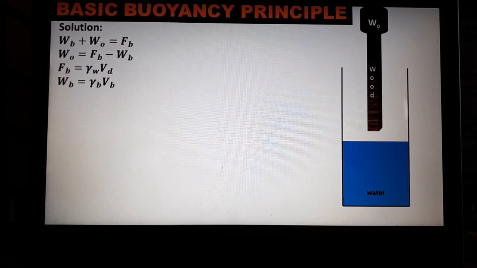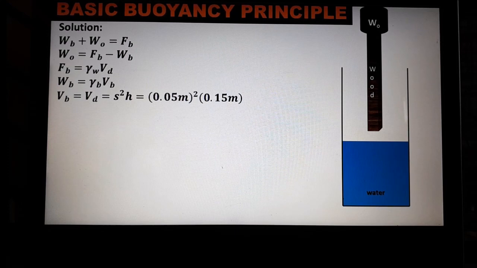And the weight of the block is equals to the specific weight of the block times the volume of the block. Now in this case, since the block will be completely submerged in water, it means that the volume of the block is equals to the volume of the water displaced, and that is equal to 3.75 times 10 raised to the negative 4 cubic meter.